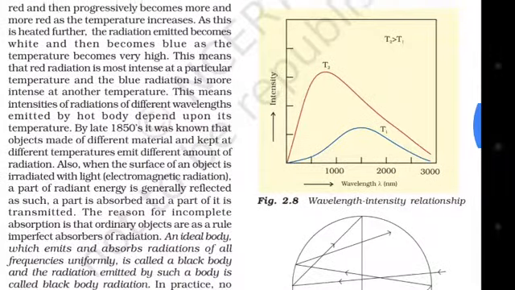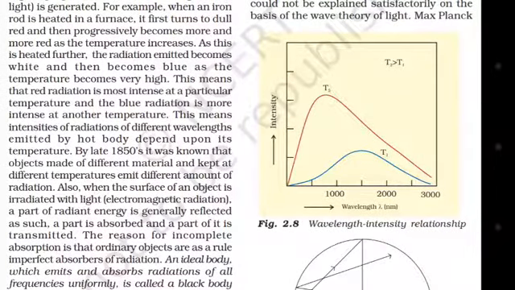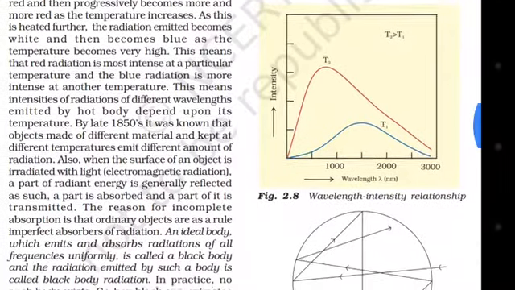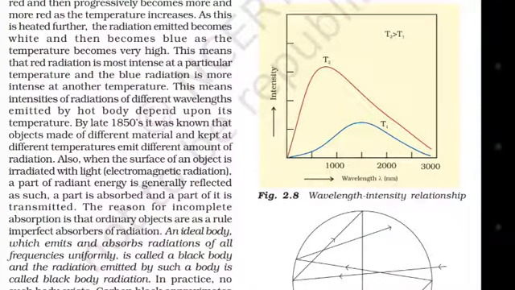Max Planck, this is figure 2.8, the wave intensity relationship. In the red line we can see that as the intensity is increasing, wavelength is also increasing, and at a certain point of intensity, after that the wavelength starts decreasing, and the same is happening with the T1 temperature also, as the blue line is showing. And here at the top, under this square, T2 is greater than T1.